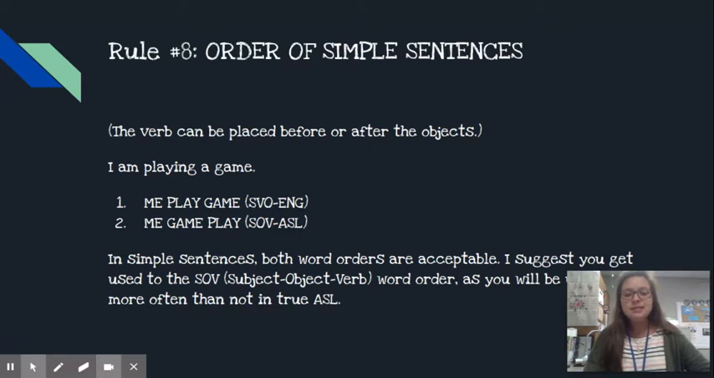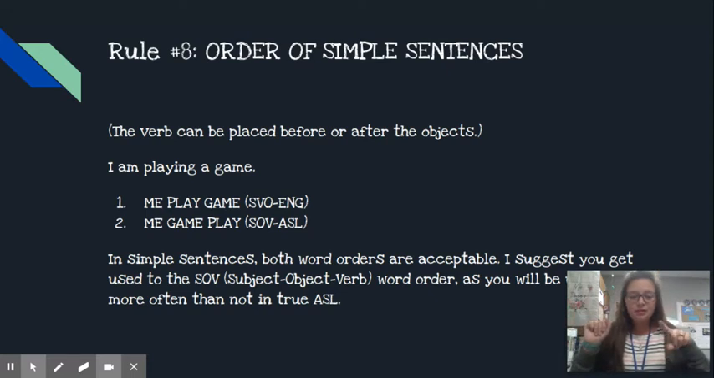Order of simple sentences, this is where we definitely struggle. This is basically dealing with verbs. So, order of simple sentences deals with verbs, and verbs can go near the beginning of the sentence, near the end of the sentence, but they should never be in the middle. So, their example, I am playing a game. So, me play game or me game play. So, they set it up with doing the pronouns first. But remember, the verbs need to go near the beginning or near the end.